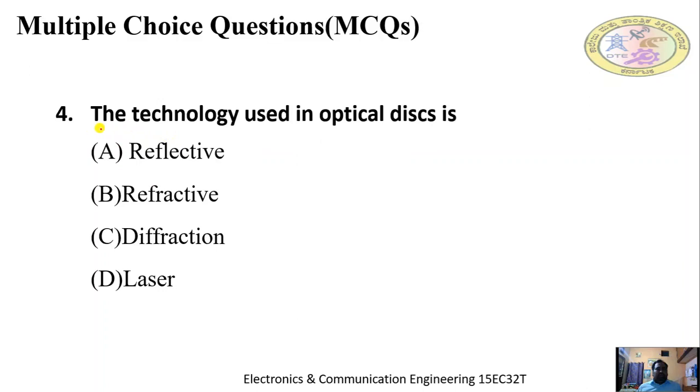The fourth one: the technology that is used in optical discs is option A, reflective, option B, refractive, option C, diffraction, and option D is laser. As we use the laser beam, a low intensity laser beam, for write operation as well as for the read operation, and a high intensity laser beam is used for erasing operation. So the technology that is used here is laser.